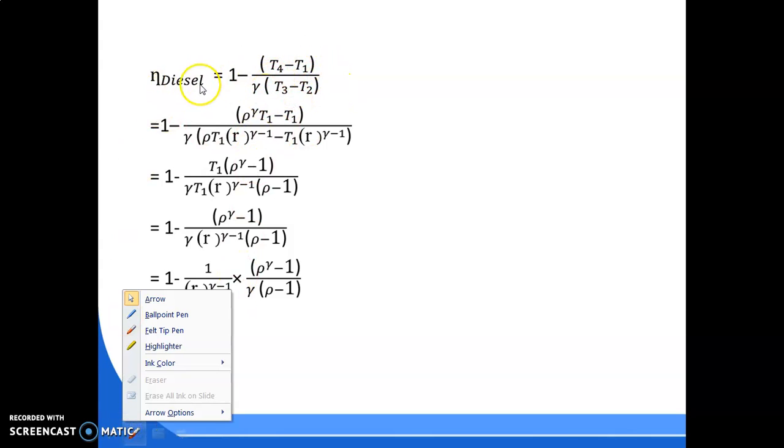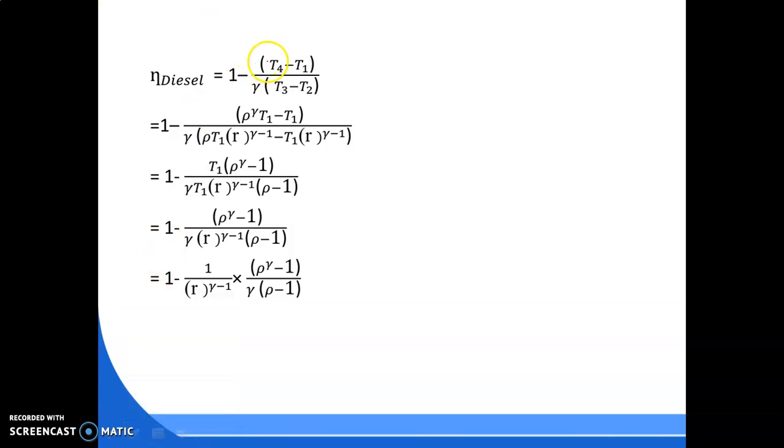So diesel engine efficiency is equal to how much? 1 minus (T4 minus T1) divided by gamma into (T3 minus T2). So what is your T4? Rho to the power gamma into T1 minus T1, divided by gamma into, what is your value of T3? Rho into T1 into R to the power gamma minus 1 minus T1 into R to the power gamma minus 1. So see here, T1 R to the power gamma minus 1 and T1 R to the power gamma minus 1 will be taken common. Before that there is also gamma. So gamma into T1 R to the power gamma minus 1. What is left? Rho minus 1 is left inside the bracket.